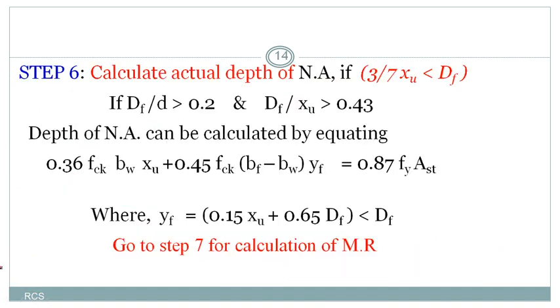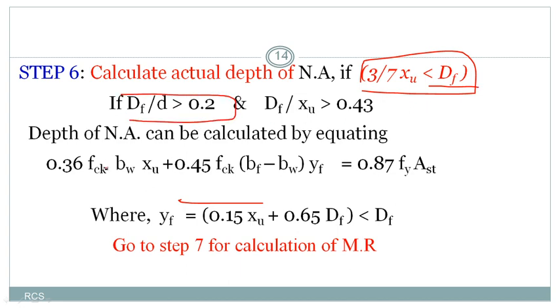Right? We have another case, that is case number 2. If your conditions satisfy this one, your 3/7 of XU is less than DF, that is, the depth of the rectangular portion of the stress block is less than the depth of the flange, then we get DF by D ratio less than or equal to 0.2. Then we have to calculate the depth of neutral axis by using this formula.